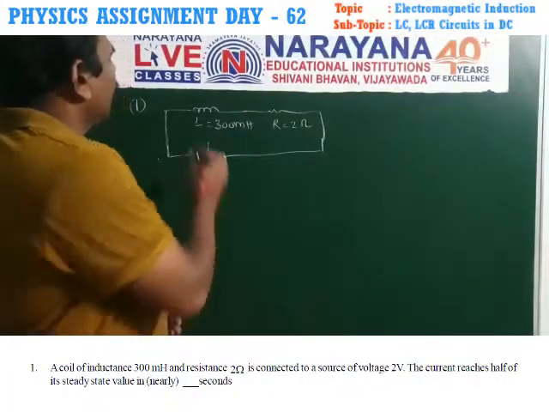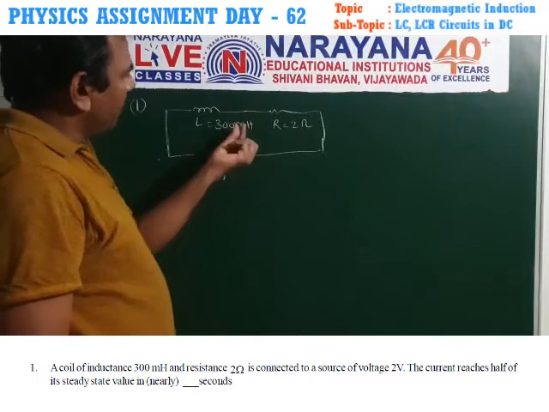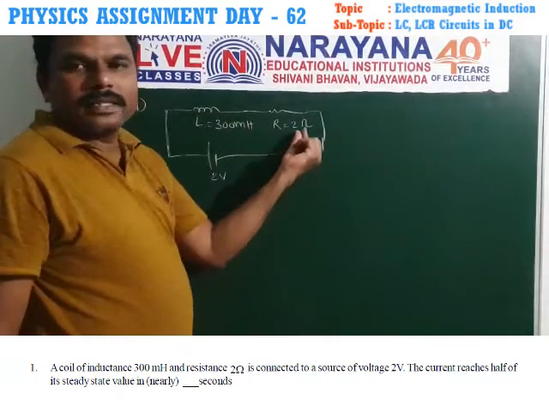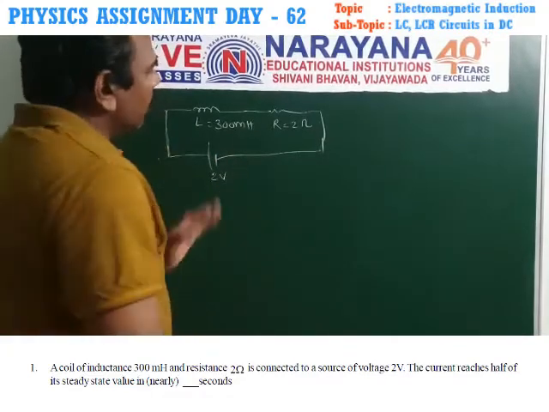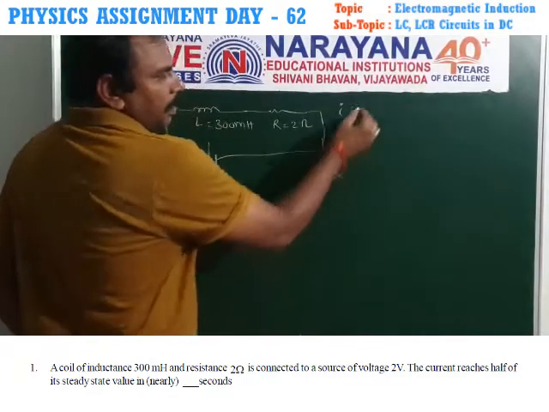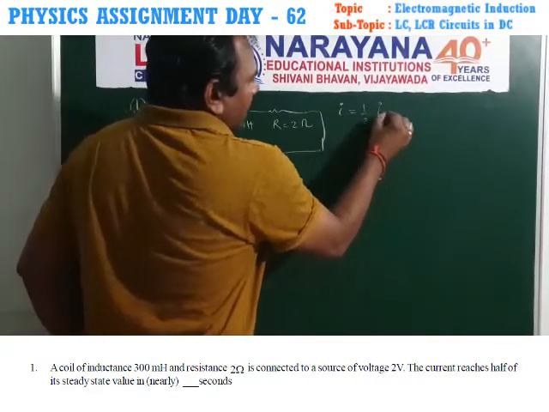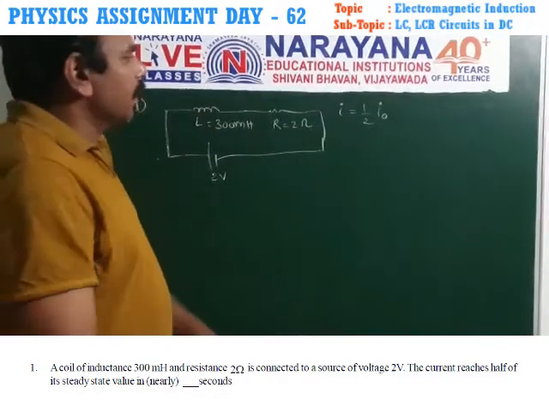First sum: an inductor of inductance 300 millihenry and resistance 2 ohms is connected to a voltage of 2 volts. Here the current becomes half of the steady state current, that is, the steady state current is I naught.